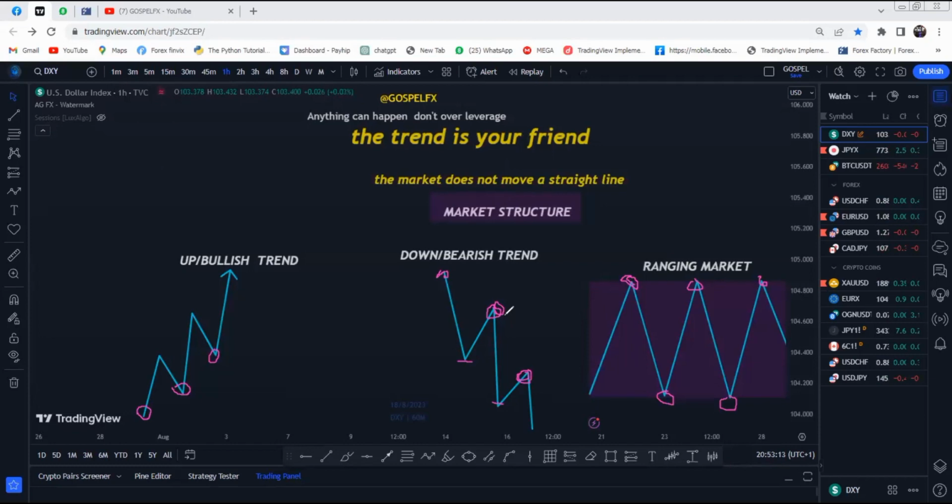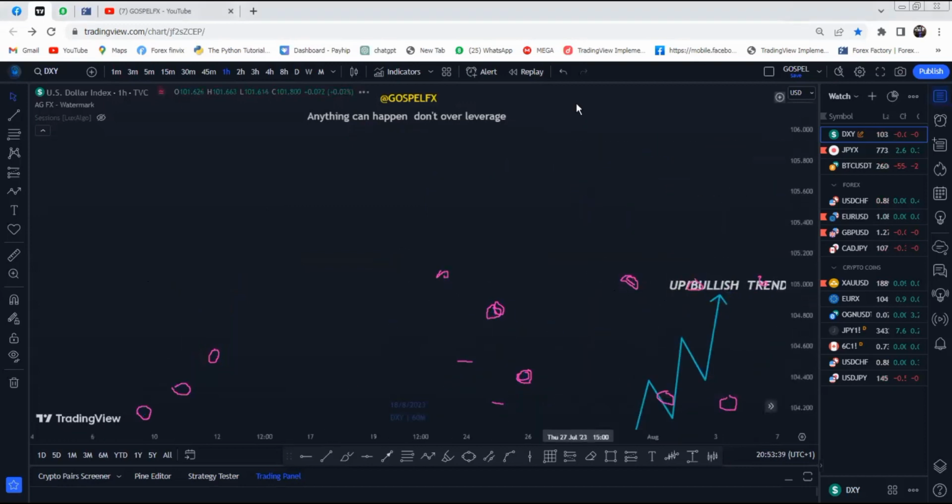Now, I think that gives you a clear view of what an uptrend is, a downtrend, how they look in a market, how an uptrend looks, how a downtrend looks, and how a ranging market looks. Now we are going to go deeper into the characteristics of an uptrend and downtrend as well. So let's start with an uptrend now.